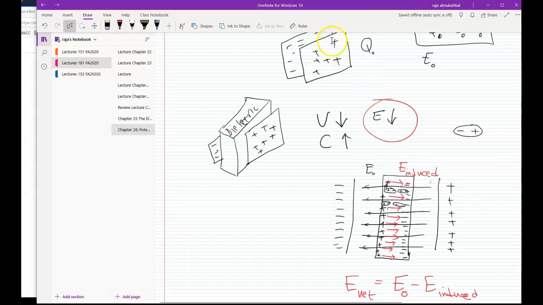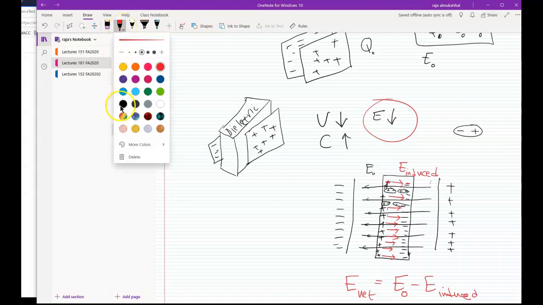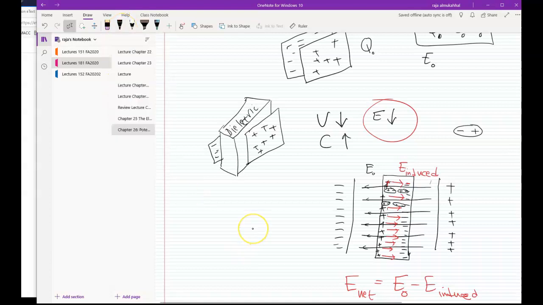Another one is this. Let me go back to black color. It's not working with me today. There we go. Come on, get out of here.